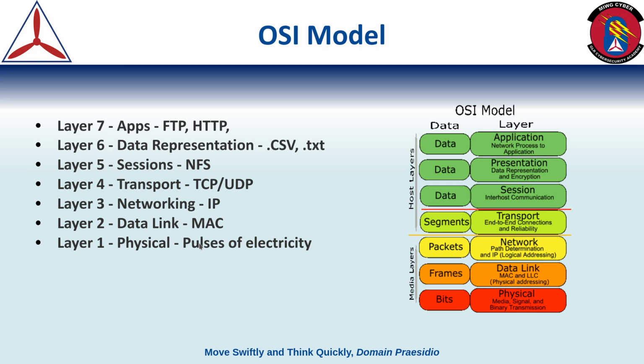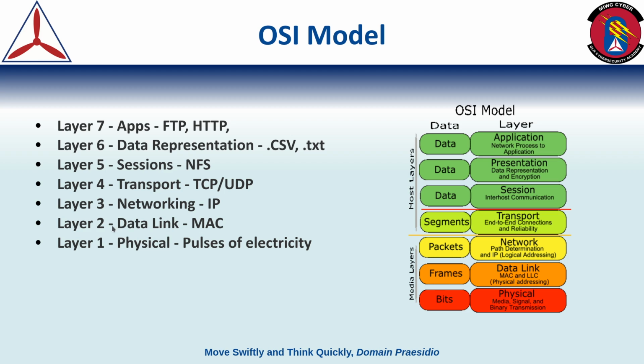So if we start at layer 1, this is the physical layer. This is the wires in the Ethernet. This is the pulses of electricity going through it. This is the silicon on the chips, etc., etc. This is what you can touch.